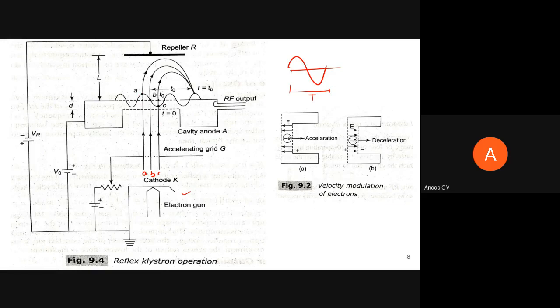And electron B, we'll call it a reference electron. Why? Because this is the electron which passes the grid gap when there is no field present, or when there is a null, or zero potential. And electron C is the electron which passes the grid gap, this is a grid gap, you can see, when there is a negative peak.